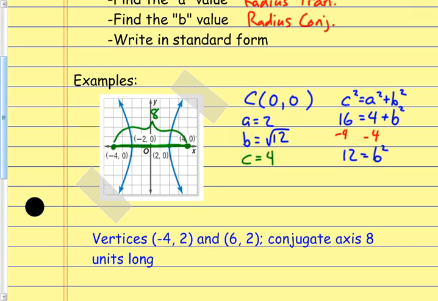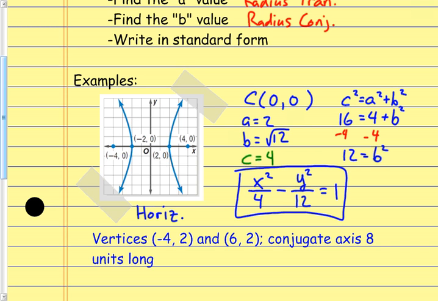All right? And now I just need to look at this picture and decide, is this vertical or horizontal? Well, I can see from the picture that it opens left and right. And since this thing opens to the left and right, it means that I'm dealing with a horizontal hyperbola. Okay, so this one's horizontal, so I put it in that format. So I do x minus 0 squared, which is x squared, over a squared, which is 4, minus y minus 0, which is just y squared, over b squared. Well, if b is the square root of 12, if I square that, it's just 12. And then it's always equal to 1. And that's it. All right, so I find the center, find the a, find the b, plug it in.